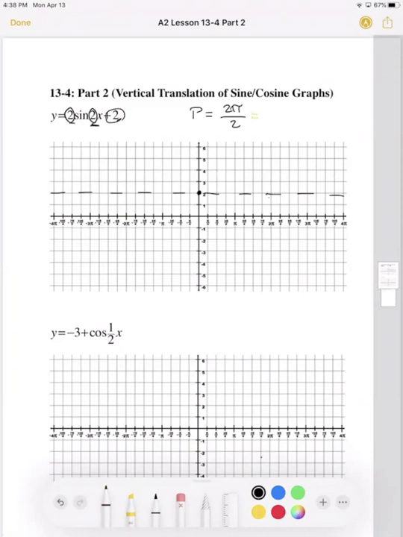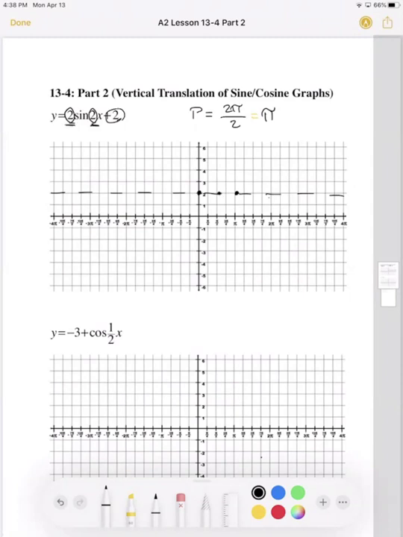My period is going to be pi. Now, if my period is pi, that means that my sine graph is going to begin and end at the midline at my period of pi. And then I know that halfway between that, I'm also going to cross the midline.